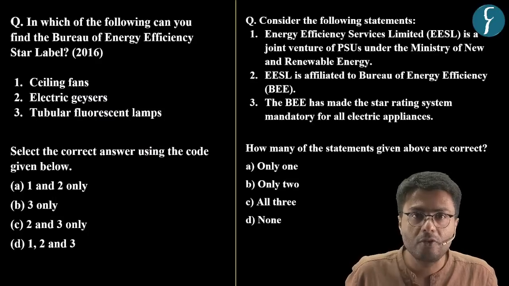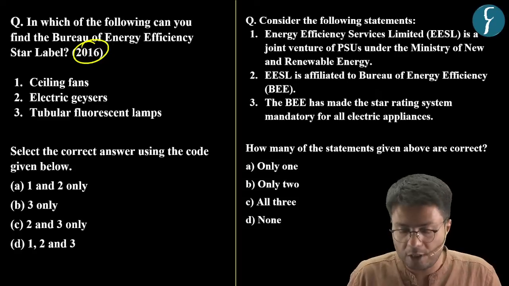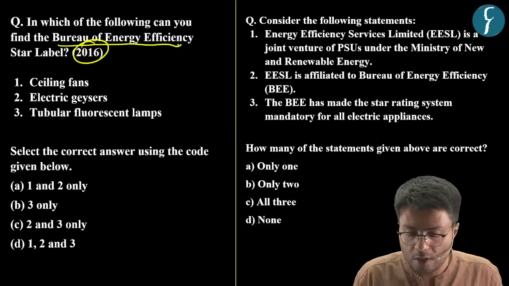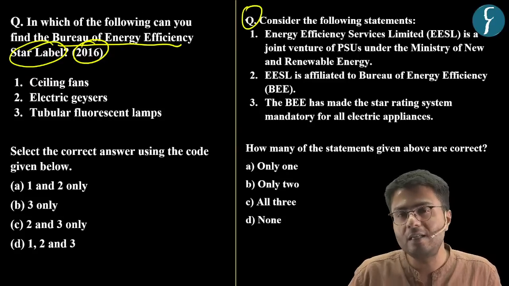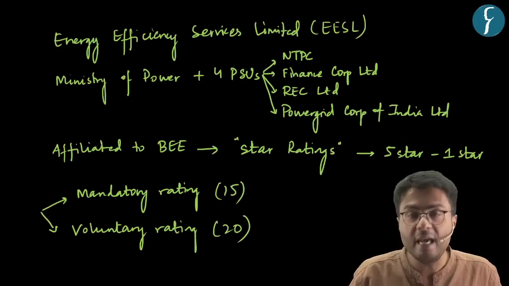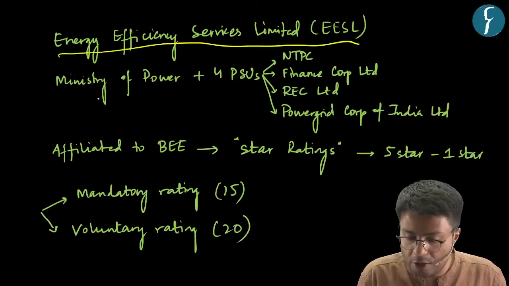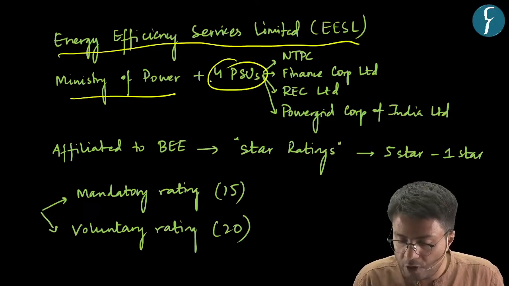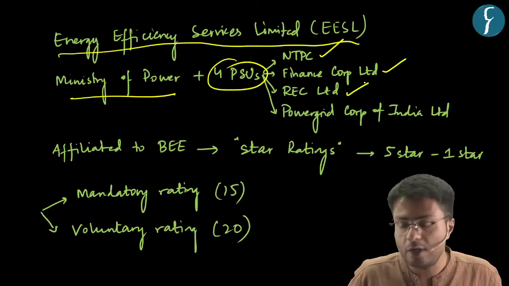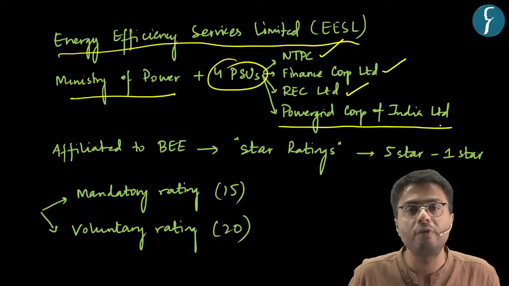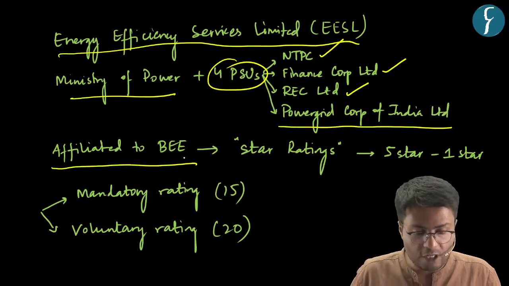Hence, this topic is important because UPSC in 2016 asked a specific question on the Bureau of Energy Efficiency's star labeling requirements. Before discussing this model question, let us first discuss what is EESL. Energy Efficiency Services Limited is promoted by the Ministry of Power as well as 4 PSUs, that is NTPC, Power Finance Corporation Limited, Rural Electrification Corporation Limited, as well as Power Grid Corporation of India Limited. And this EESL is affiliated to the Bureau of Energy Efficiency.